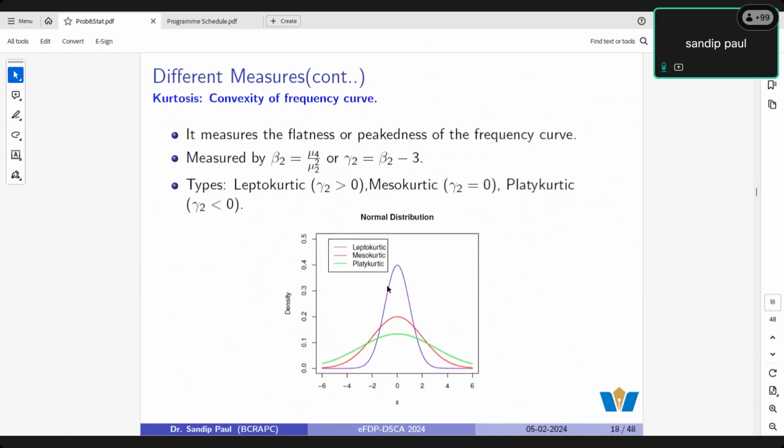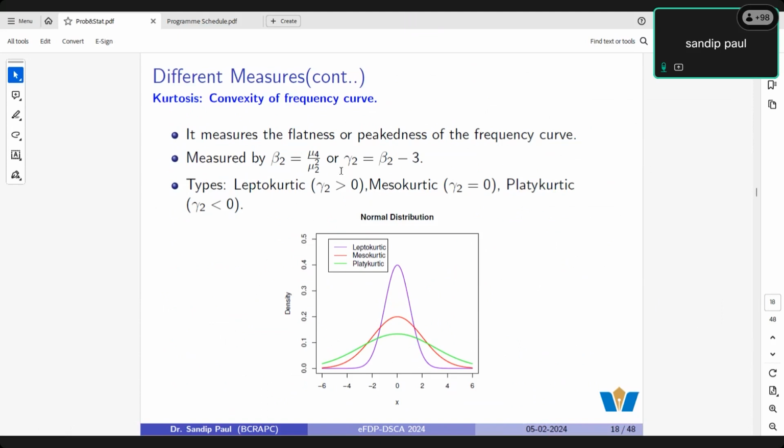Next thing is we have to know the flatness or the convexity of the frequency curve, so what type of curve it is. You can see here in this diagram we have 3 different normal curves. All are symmetric about the line x equal to 0 or z equal to 0. But they are different. The difference is in convexity, and it is measured by the term kurtosis.